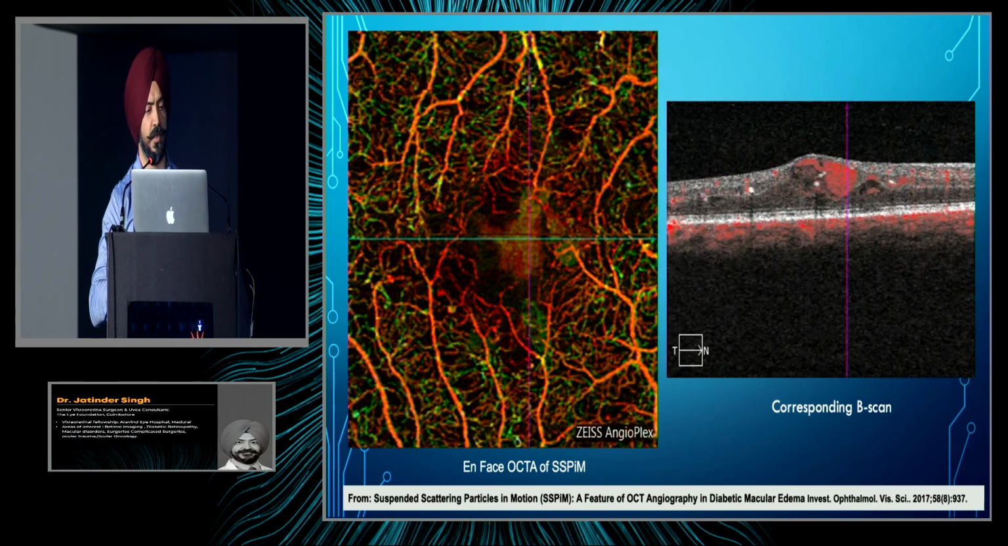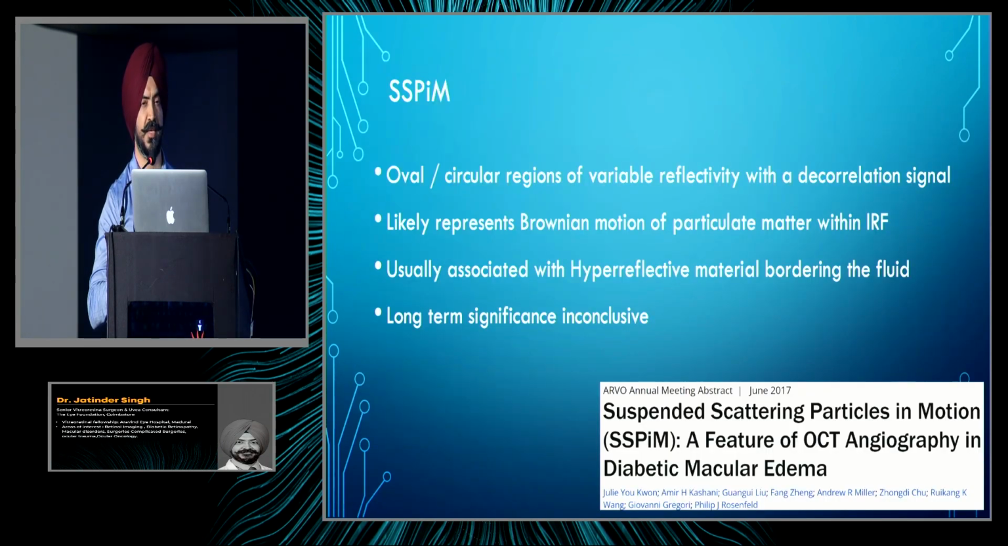In 2017, Kashani et al. presented a non-vascular decorrelation signal from cysts in DME cases and in BRVO cases. So they labeled this as SPiM, or suspended scattering particles in motion. And they described them as oval or circular regions of variable reflectivity with the decorrelation signal. Most likely, they represented Brownian motion, which was a very slow kind of movement, not like the typical rheological flow of particulate matter which was contained in the intraretinal fluid.